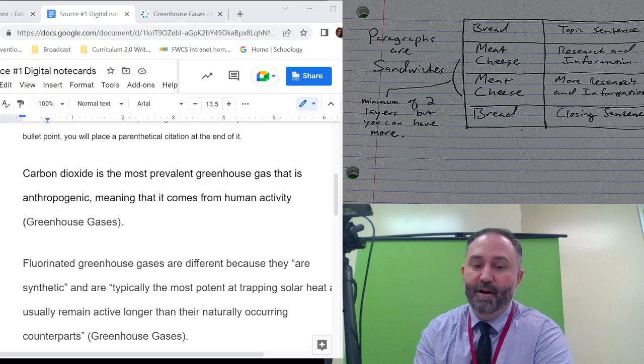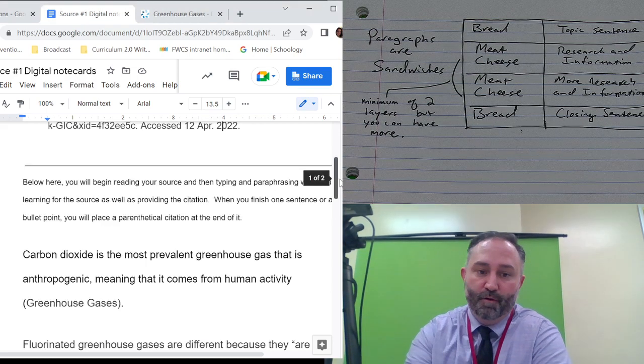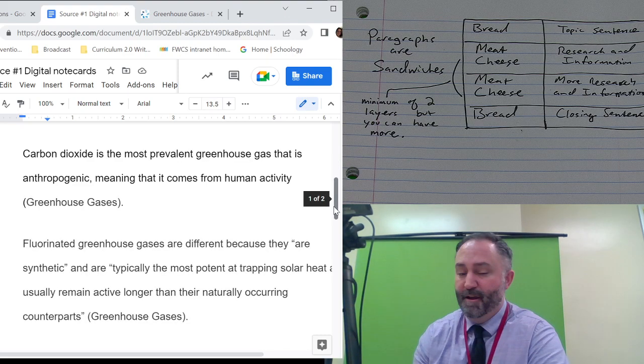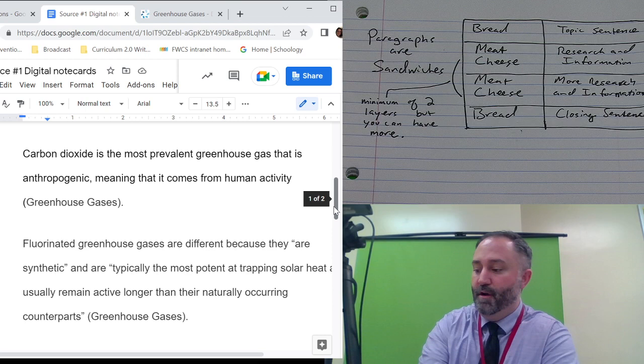Now to the left of the screen, what you actually see are examples of notes that I have taken from a resource. In fact, these are my note cards from source number 1, greenhouse gases. We got it from Gale Global Issues Online. So this is the actual information that we're going to work with today. What I need to do is serve bread, meat, cheese, and then more bread. I'm actually going to serve 3 layers of meat and cheese in this paragraph to show you what I'm thinking of when I go through this.